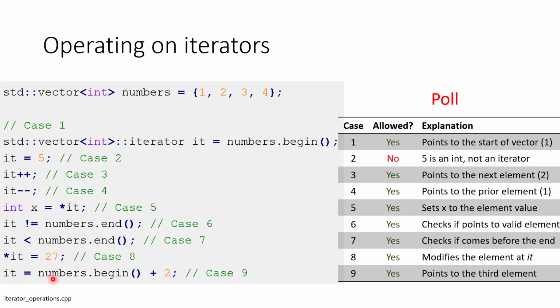So this will first get the iterator pointing to the first element. It will then plus 2, so it moves 2 forwards, and then points to the third element.